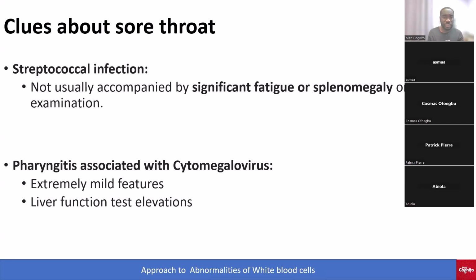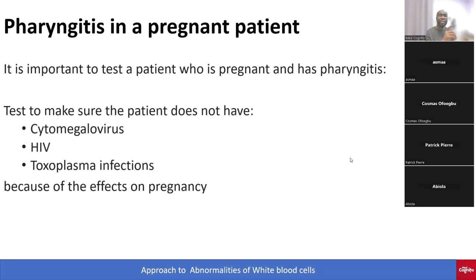And the strep, the fatigue is going to be more in the patient with infectious mononucleosis. What about splenomegaly? Cytomegalovirus is going to be less fatigue. Exactly. It's more in infectious mononucleosis. Now, what about if I'm telling you that the patient is pregnant?